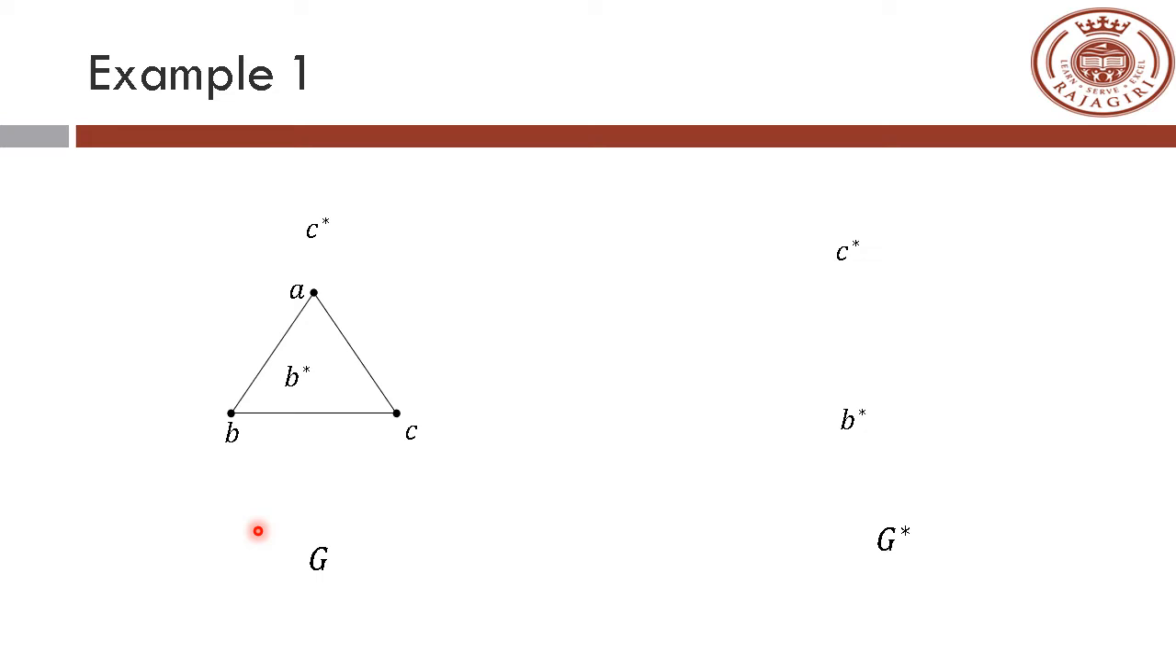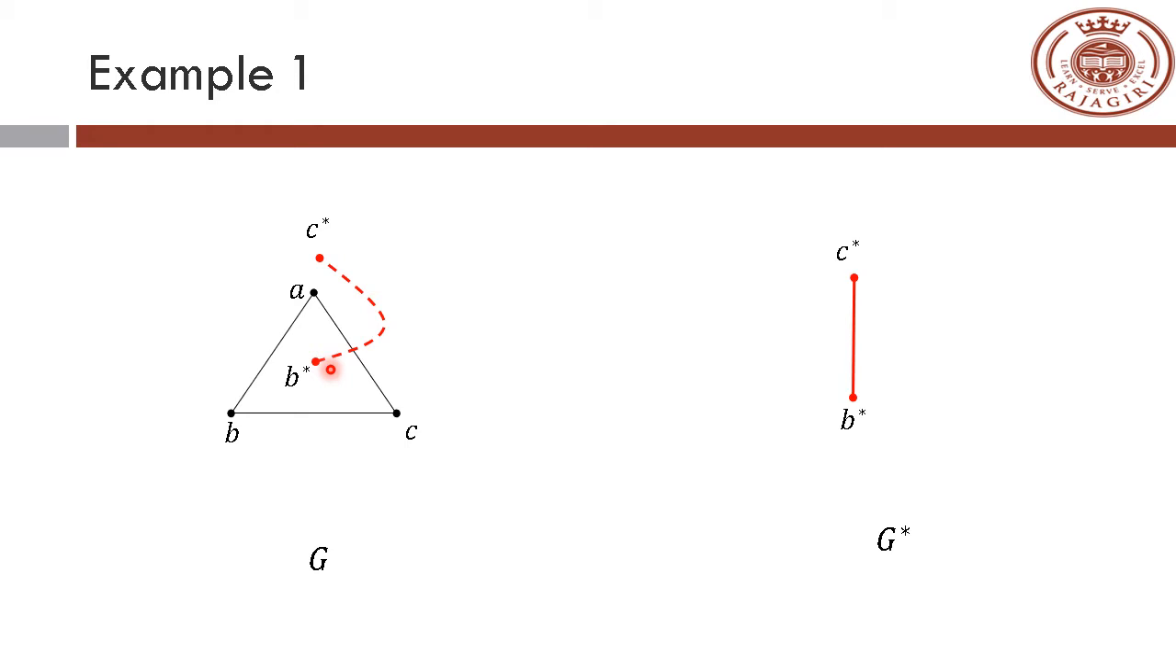And the dual graph has an edge whenever two faces of G are separated from each other by an edge. Now consider the edge joining the vertices A and C. This edge has two faces in common, one the interior, the second the exterior. Therefore, we can join the vertices C star and B star by an edge by crossing the edge joining A and C.